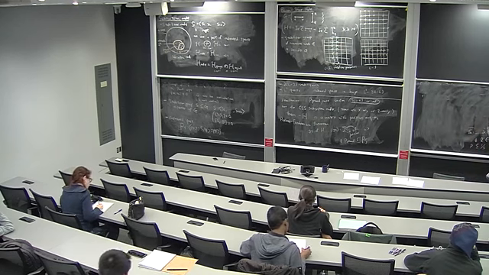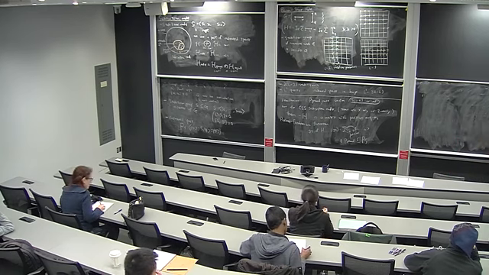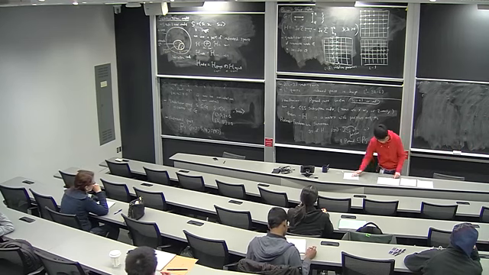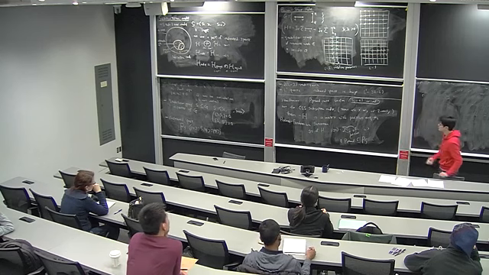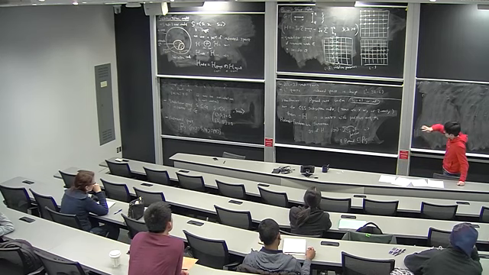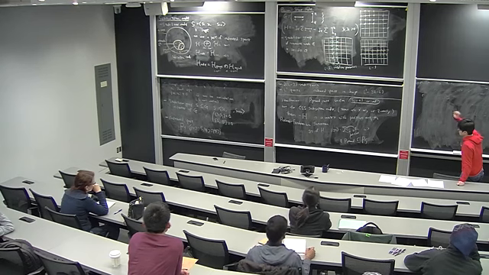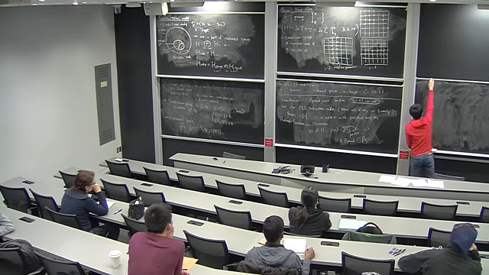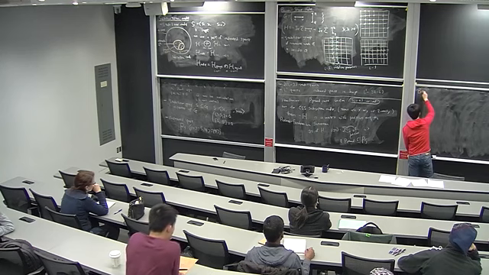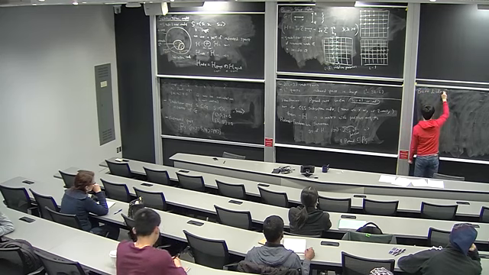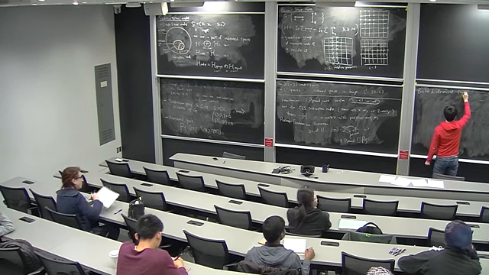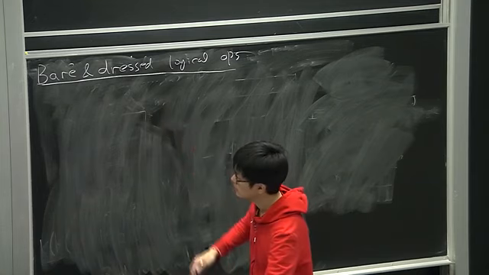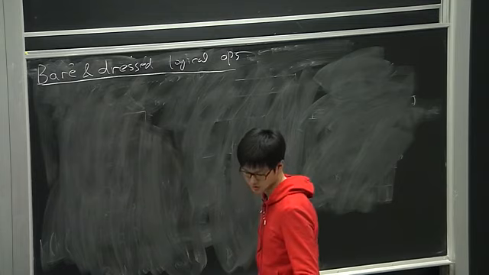Now, having defined the code, we should talk about logical operators. Because of this complicated structure of a subsystem code, having gauge qubit and logical qubit, the definition of logical operator for a subsystem code becomes a bit non-trivial. And it turns out there are two types of logical operator, which are called bare and dressed logical operators. When I say logical operators here, I mean just Pauli operators, just for simplicity of the discussion.